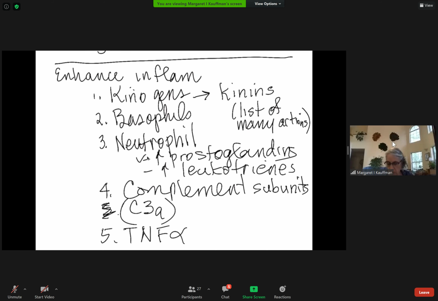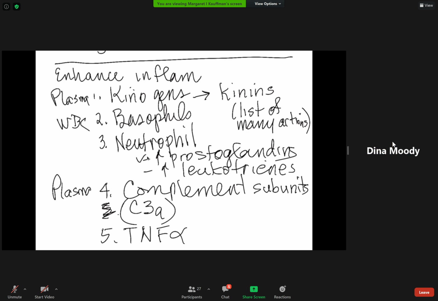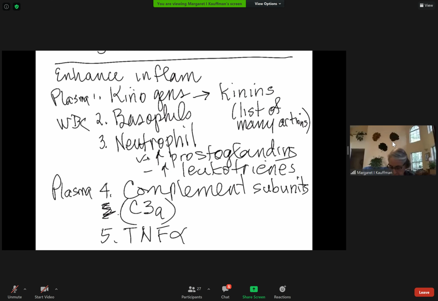Okay, great. So I think that's pretty good. Let's see, this is a white blood cell. This is plasma. This is in the plasma. And this is eventually from the macrophage, right? Yeah, from the macrophage. So that's a pretty good list already.